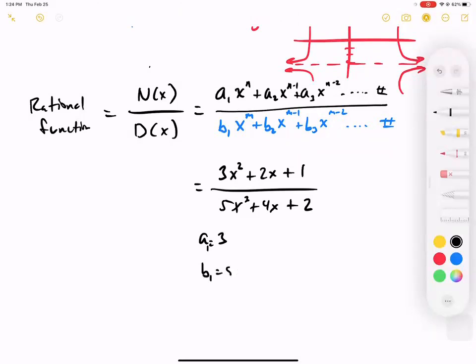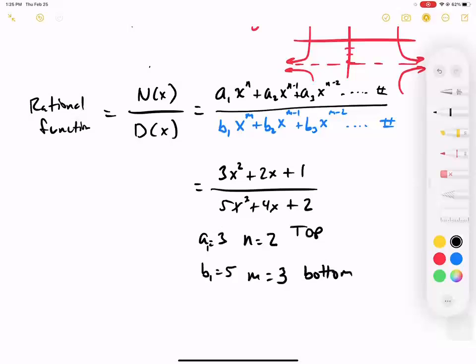B1 is 5. N on top, sorry. The N is 2 and the M is 3. Okay? All this is referring to is the top and the bottom. Now, why is this important?